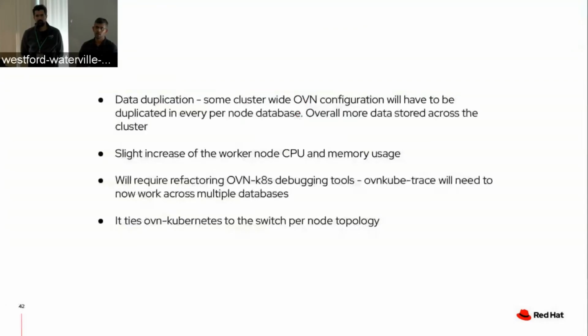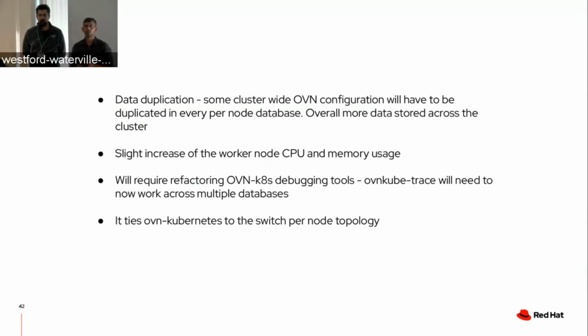So these are some of the conclusions. Some of the cons of this approach: the database is replicated on each node, even though it's smaller in size, so there's some duplication of the data. And as I mentioned, there is an increase of CPU and memory usage on each worker node compared to the other deployment. And debugging could become a bit difficult because now OVN trace would not work.